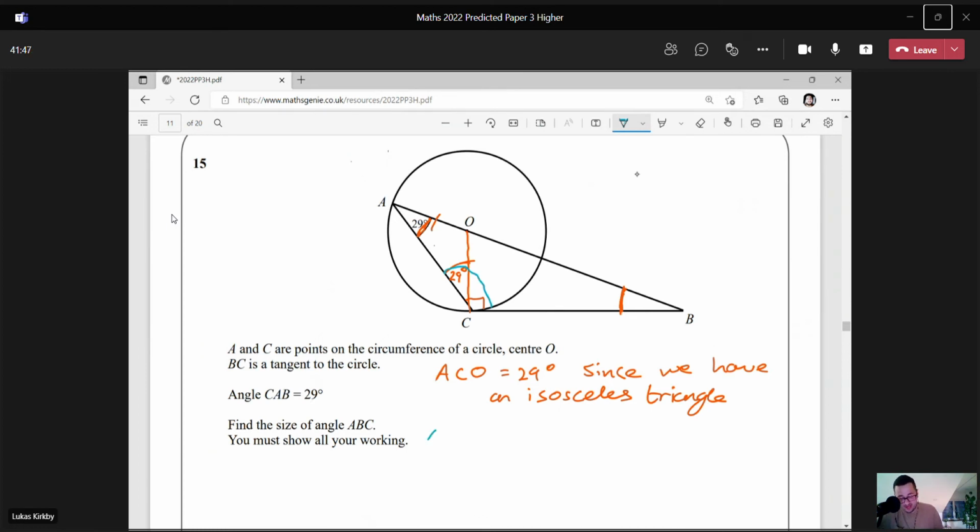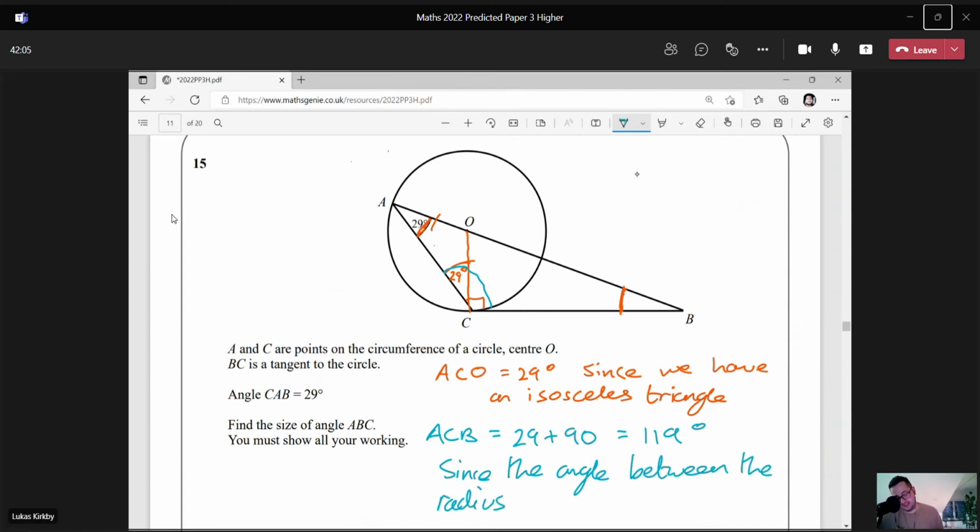So ACB is going to be 29 plus 90, which is 119, since the angle between the radius and the tangent is 90. Yeah, so now we know that this whole thing is 119.